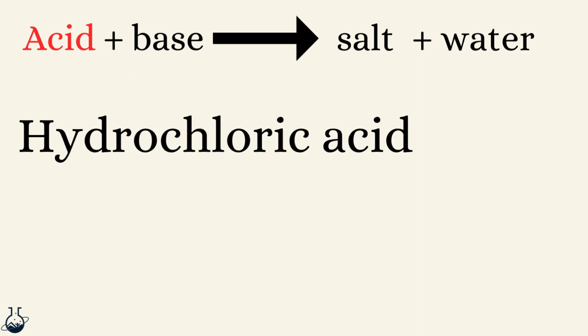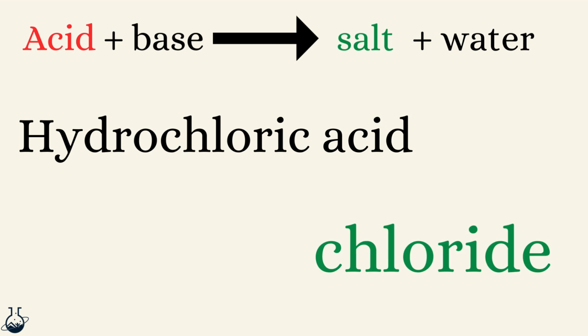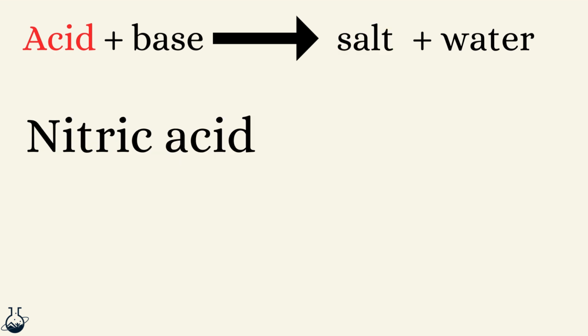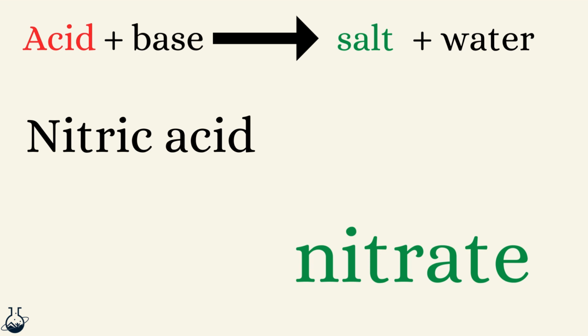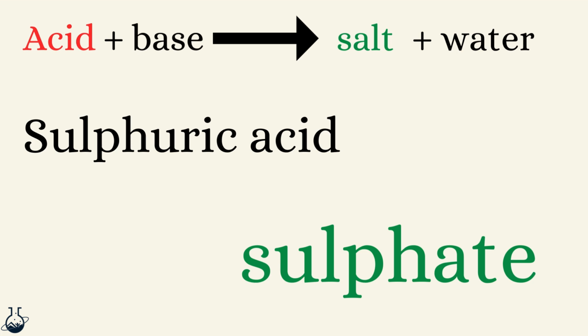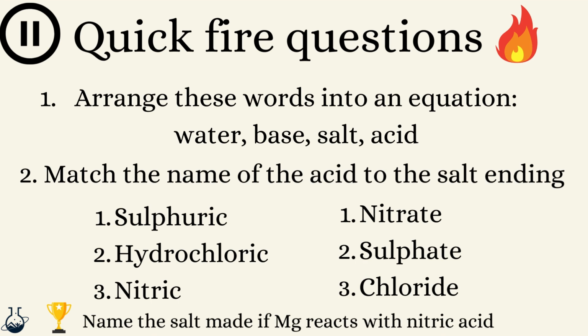Let's say the acid we use is hydrochloric acid. This means the salt will end in chloride. There is a nice similarity in their names. See? Chloric and chloride. Nitric acid forms nitrates. Again, another nice link of nitric and nitrate. And finally, sulfuric acid forms salts ending in sulfates. Sulfuric, sulfate.